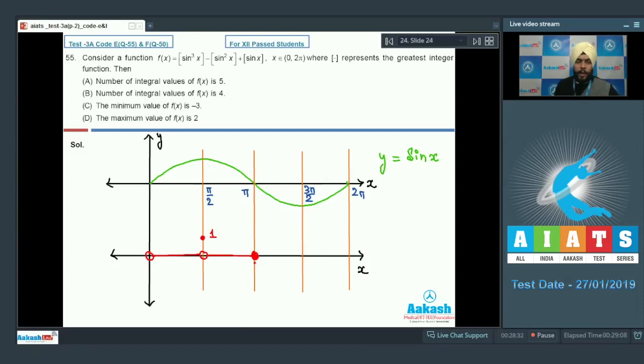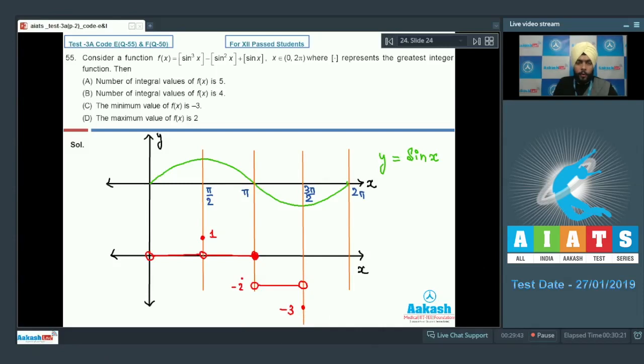Now when we go to the third quadrant, greatest integer of sin cube x as well as sin x become minus 1, and the greatest integer of sin square x becomes 0 again because it is a positive quantity still. So minus 1, minus 0, minus 1. So minus 2 till this particular value. At x equals 3 pi by 2, minus 1 for the first term, minus 1 for the second term, minus 1 for the third term. So minus 3 is the value. We'll have to elongate this line. Minus 3 at 3 pi by 2.